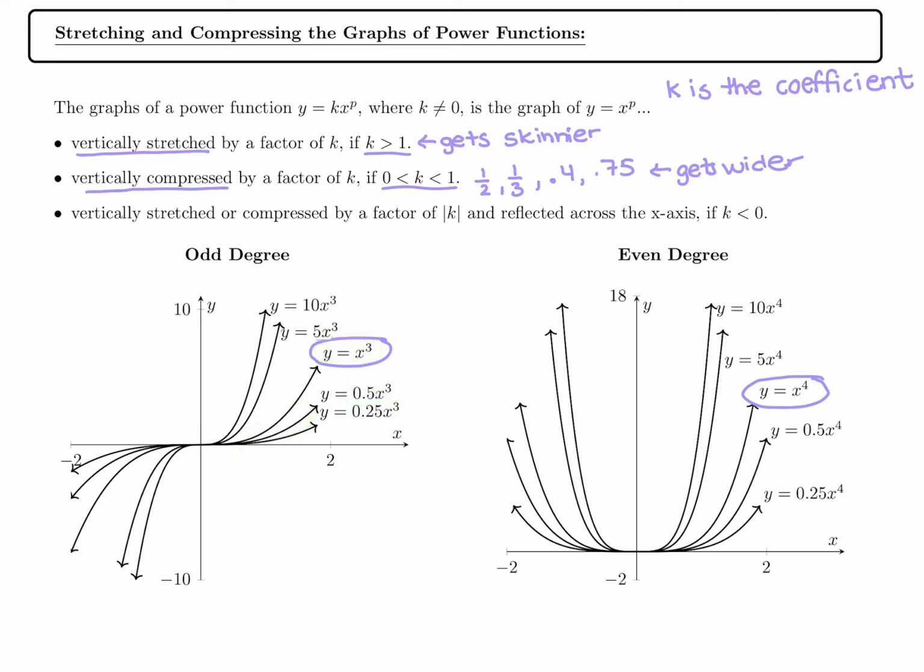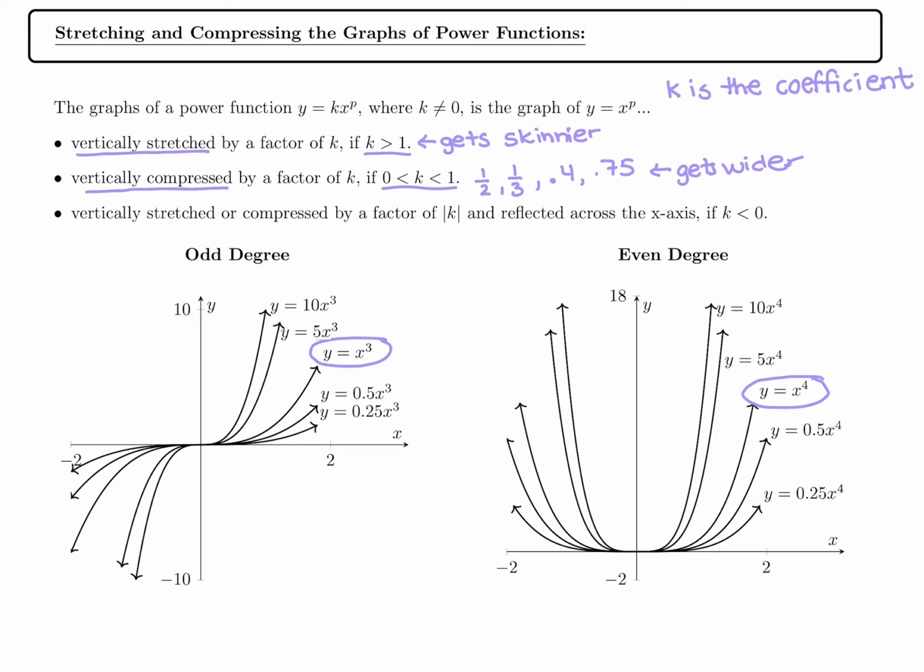Whether it is an odd power or an even power, having a coefficient between 0 and 1 makes it wider. So x to the 4th gets wider when you have 0.5x to the 4th, and 0.25 is even wider from there. So we're going to vertically compress or make it wider. It will be vertically stretched or compressed by a factor of the absolute value of k.